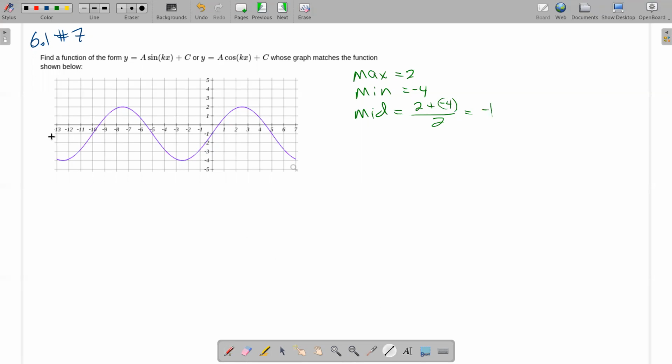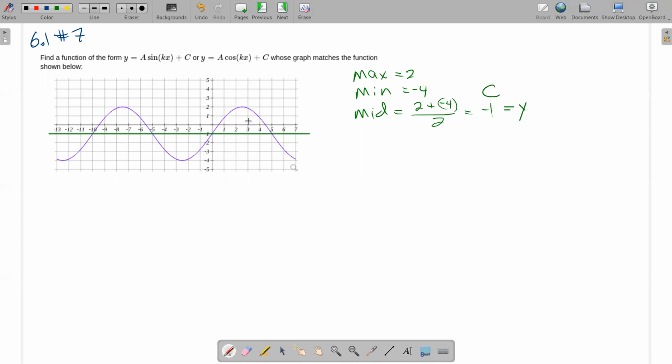So I should see that -1 is the midline. Let's draw that in, see if it seems reasonable. Yeah, that looks like it slices it right down the middle. So y equals -1 is the midline of this. That's our value for C, according to the way they wrote this above.